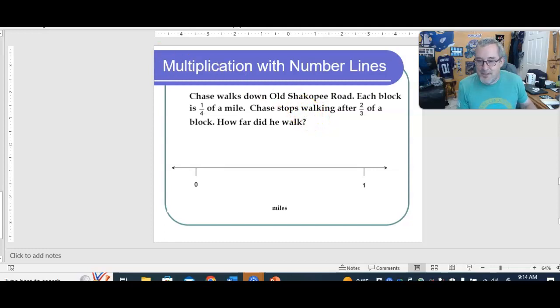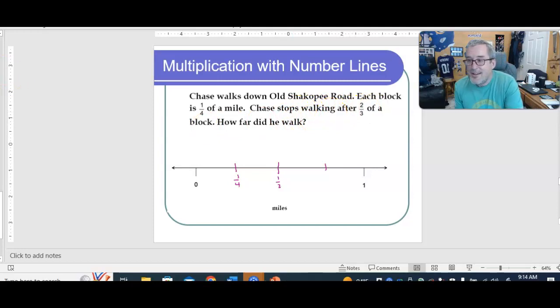All right, I'm going to give it a shot. It would look like this. So first of all, I'm going to cut it right in half. I hope that's half. And then I'm going to cut it up into 4 equal parts. Each part would represent 1/4 of a mile. So each block, here's a block, here's a block, here's a block, here's a block. There'd be 4 blocks in a mile since each block is a fourth of a mile. But Chase stops walking after 2/3 of a block.